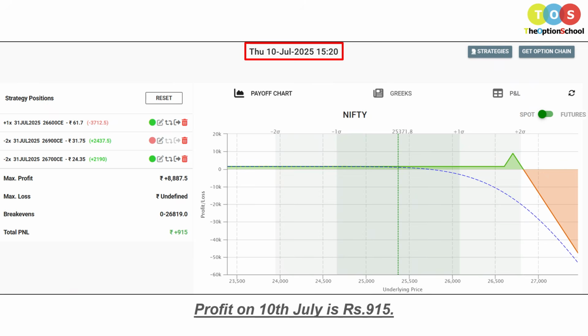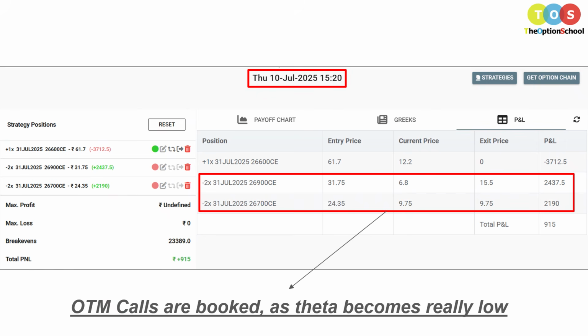After a few days, that is on 10th of July, market still remained sort of bearish and we are getting around 915 rupees profit in the trade. Expiry is still far away and market is now at 25,370 levels. Even the second set of calls had hardly any premium left. Remember, our buying is still 26,600, which is around 1300 points away from the spot levels.